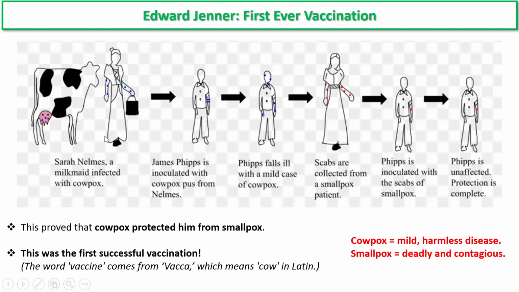So for this, he did a small experiment. He took these cows which were infected with cowpox. Blisters were formed because of the cowpox, and when these women were milking these cows, their hands were also getting infected with cowpox.